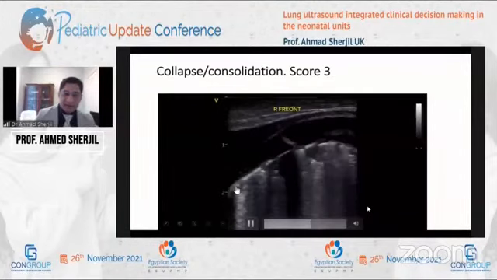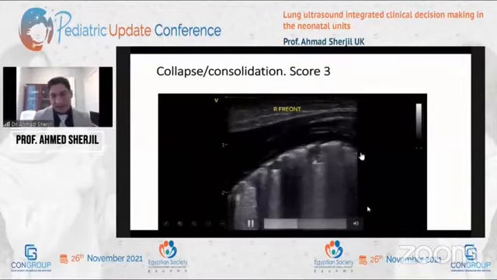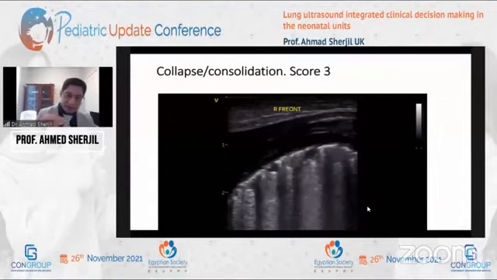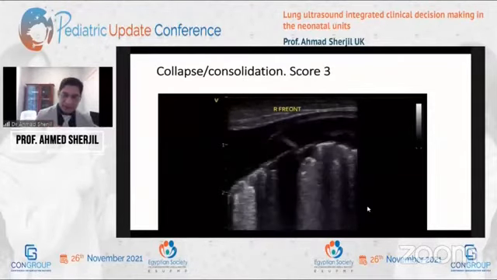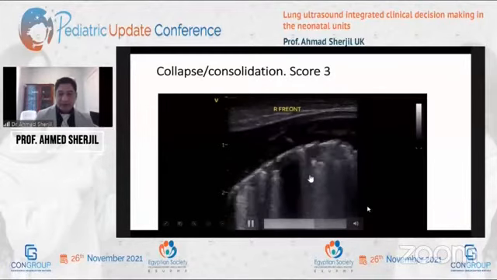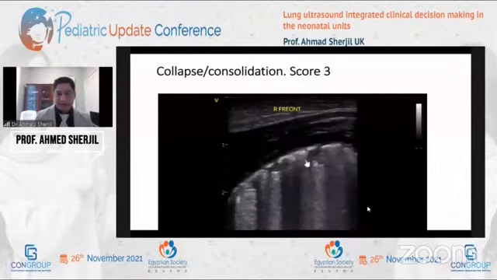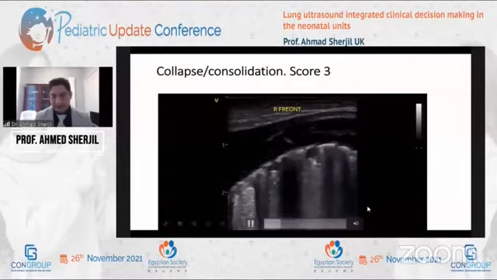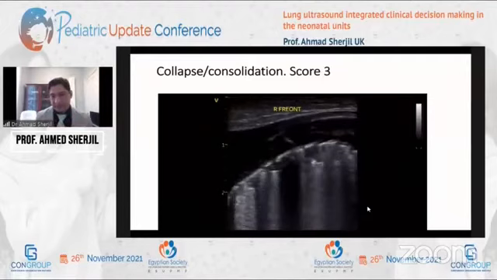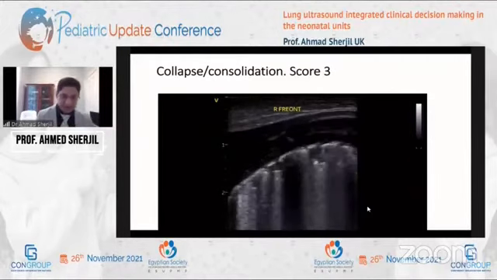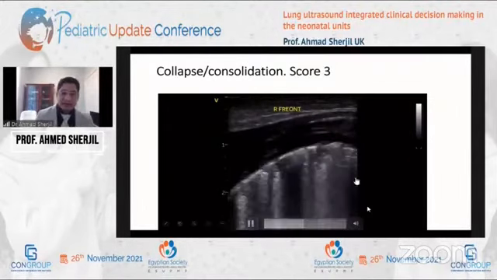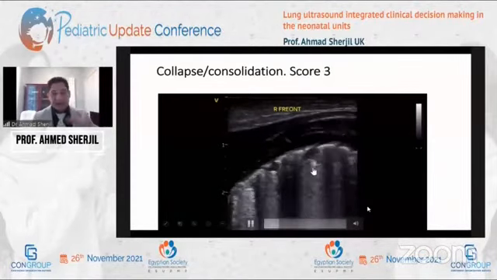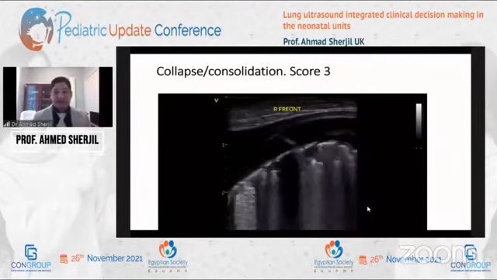In this image, go straight to the pleural line here. It's all interrupted. It's thickened. It's shredded. And under this interrupted, thickened pleural line, you're seeing subpleural echogenicities. So these bronchograms, these echogenicities often represent a collapse-like situation. So collapse consolidation. That's an oversimplified meaning of these. So this sort of appearance would get a score of about 3.